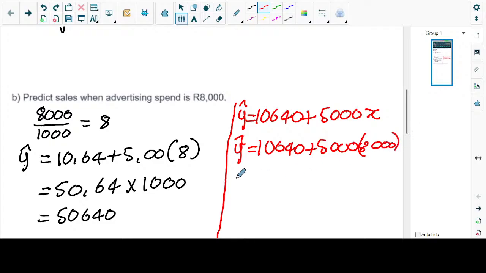It's going to give us the same answer. Because 5,000 multiplied by 8,000 gives us 40,000. And 40,000 plus 10,640 gives us 50,640. Yeah, guys, let's give the EP a round of applause.